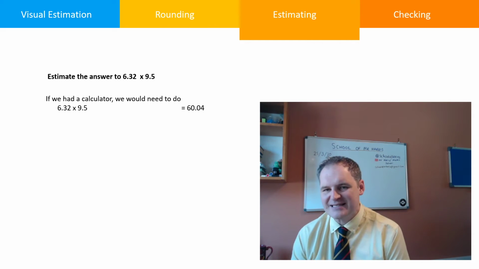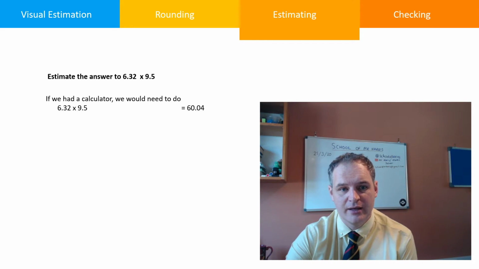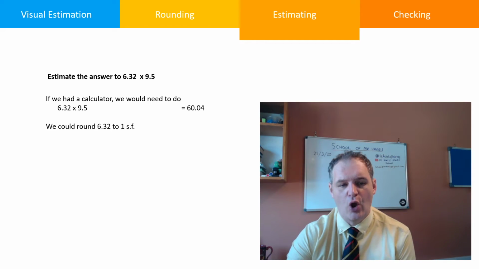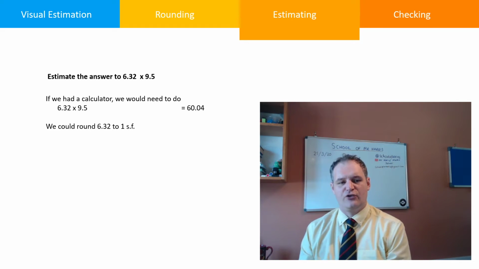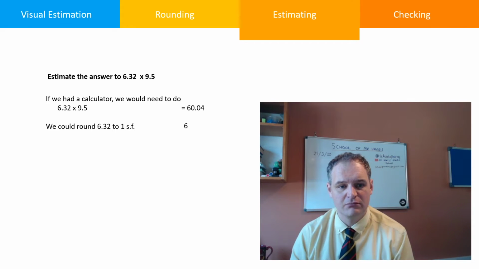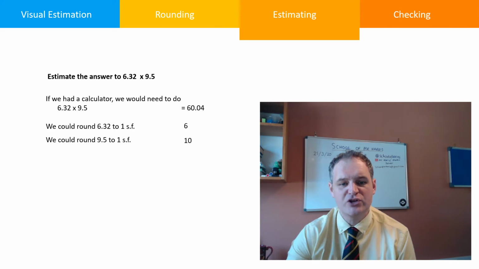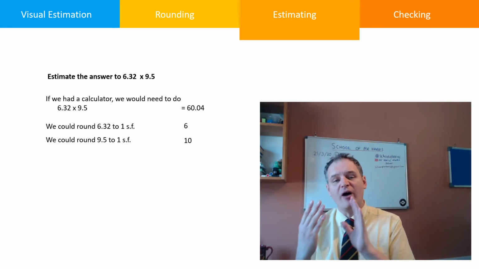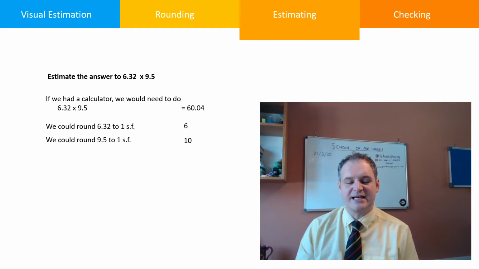That's not guess, but it kind of is similar. We're using 6.32, and in estimating we always use one significant figure. So we go from the front of 6.32 and it just becomes 6. We also do that with the 9.5 and we just get 10 because the 5 rounds the 9 up to a 10. We've now got 6 and 10.